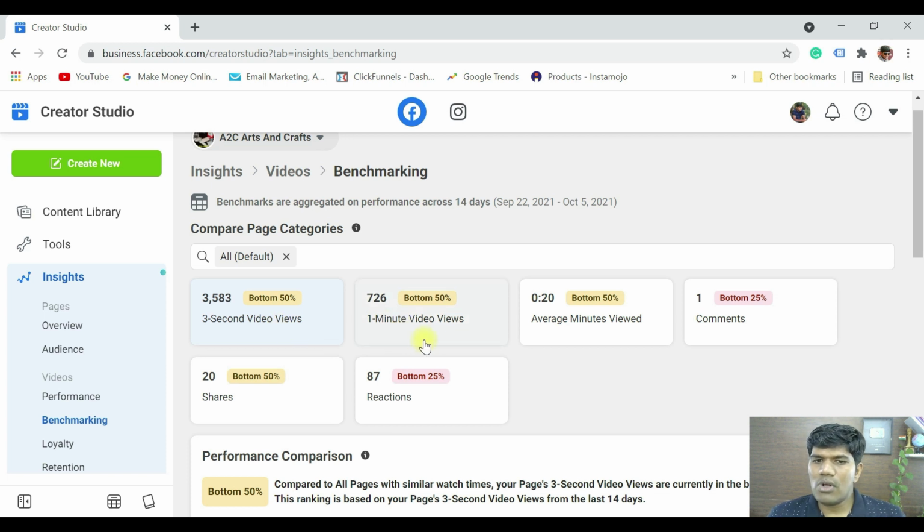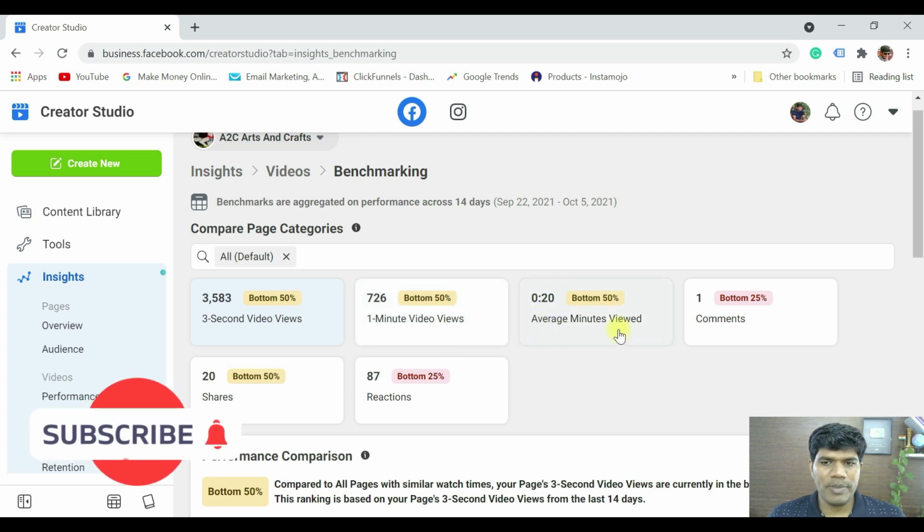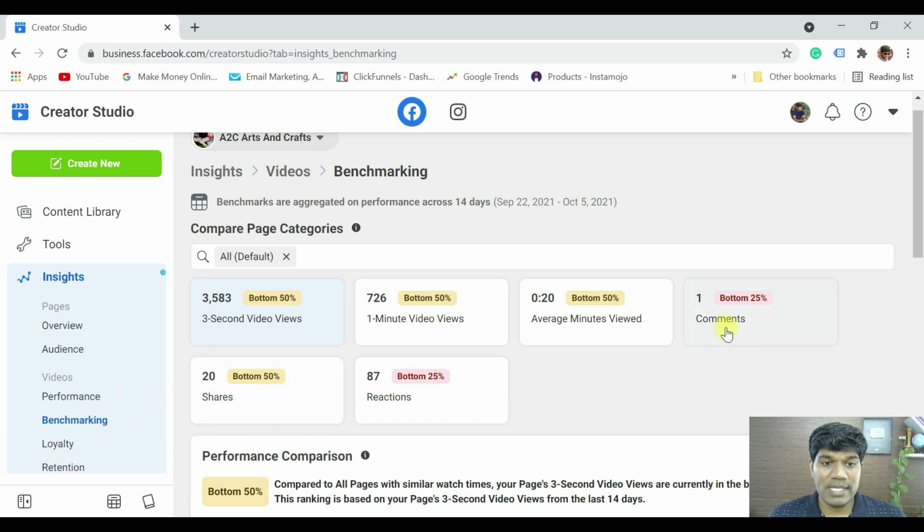Again, 1 minute video views also bottom 50%. Average minutes viewed is also bottom 50%. Comments, shares, comments are bottom 25%. Shares bottom 50%. Reactions bottom 25%. That means these two are not really going well, right? Comments and reactions. So that is something I need to think about, how exactly we could plan so that we are going to have more comments and reactions, right? When people are commenting more, the video has more chance of going viral as well, right?